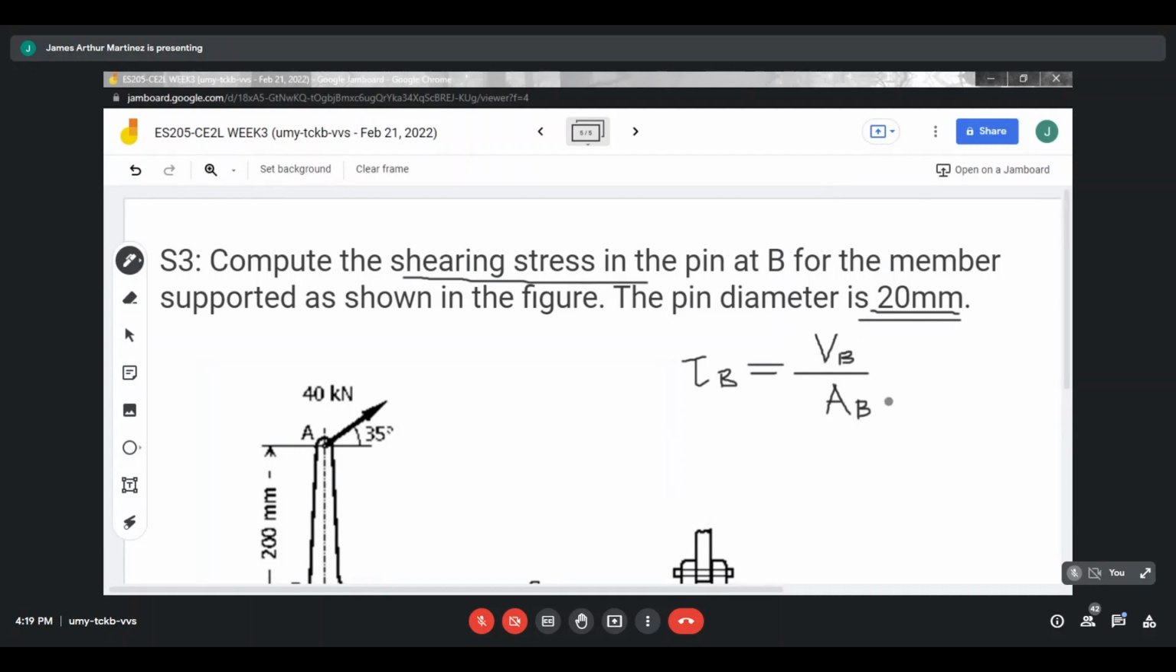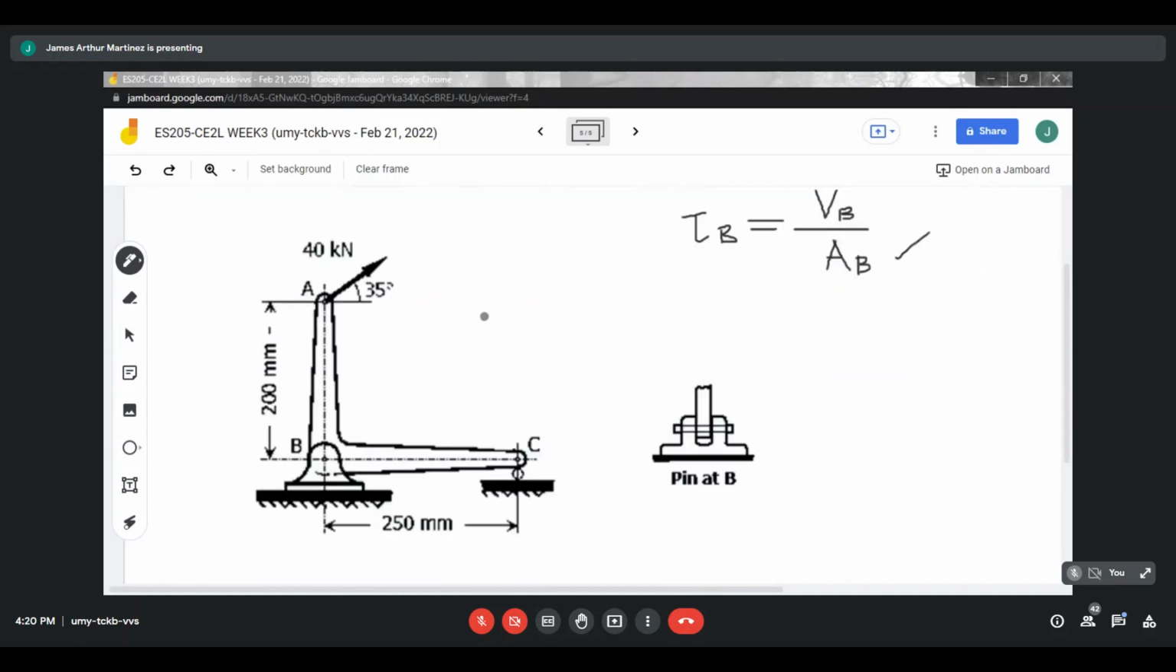So walay problema sa area, no? Kay gihatag man ang diameter. So atong problema lang is ang iyahang shear force nga si VB, kay wala siya gihatag, no. So meaning ato siyang i-determine. So how do we compute for shear force at point B?